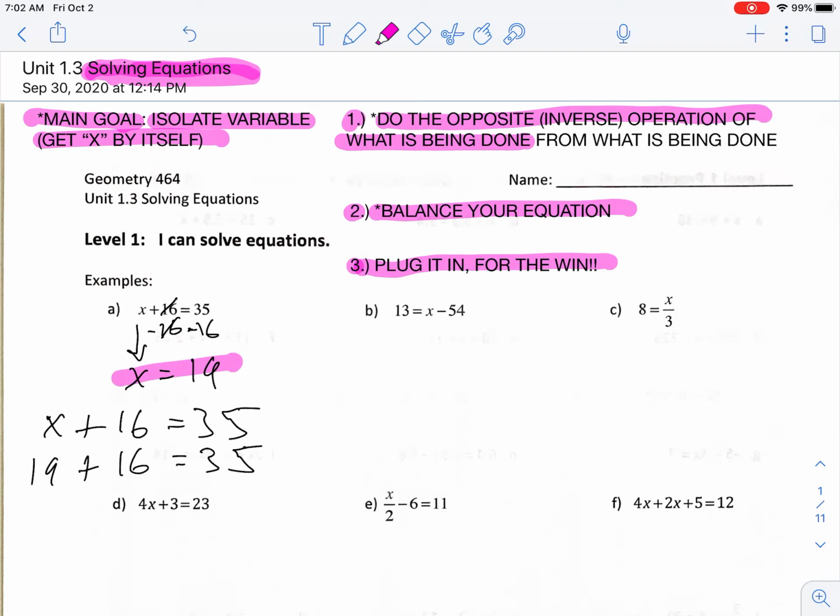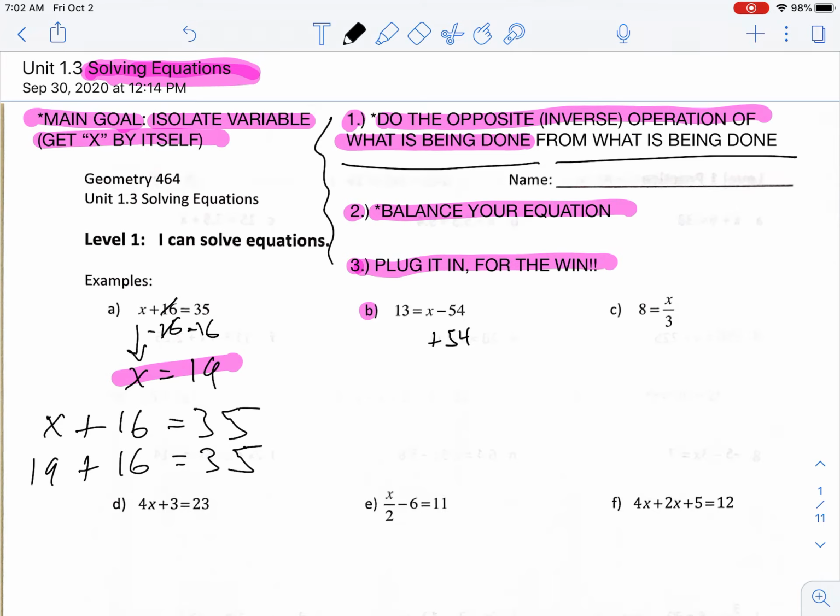Okay, next, here we go. For B, we have 13 equals x minus 54. All right, let's try it out using our steps up here. Well, I want to isolate that x. So I'm going to take that 54, and I'm going to do the opposite from what's being done. I'm going to add 54 because I know the opposite of subtraction is addition.